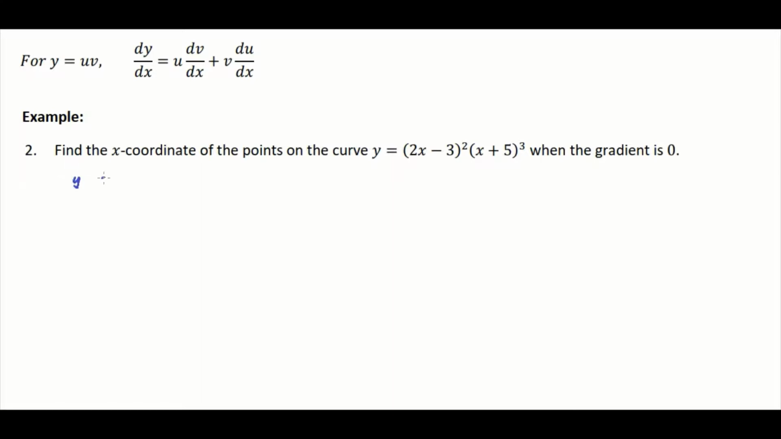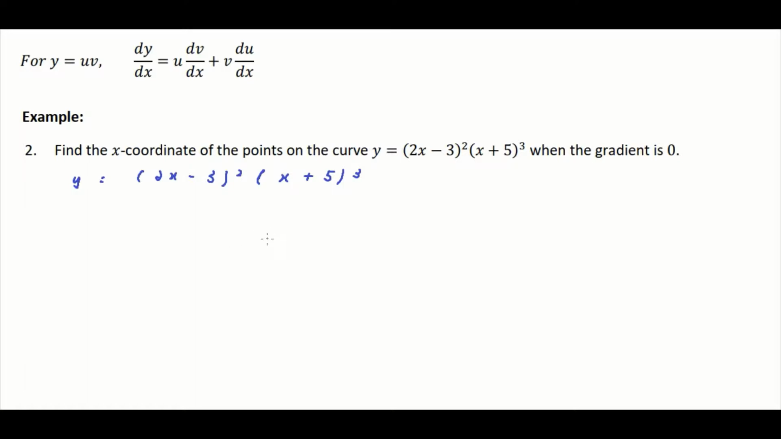So y equals (2x minus 3) squared times (x plus 5) cubed. Okay, so it's the same thing. So you see, if you do not want to write it in just now that way, then what you can try to do is you can straight away substitute here. But it might get a little bit confusing in that sense, because you are trying to put everything together. So just now like uv, you can try to write it out, then you simplify, then only substitute.